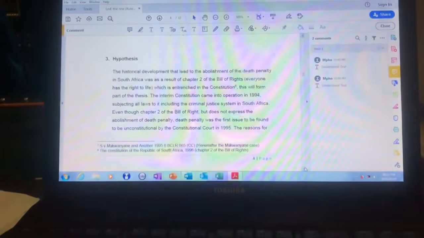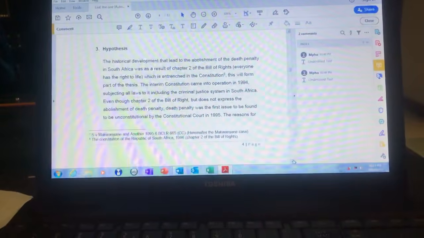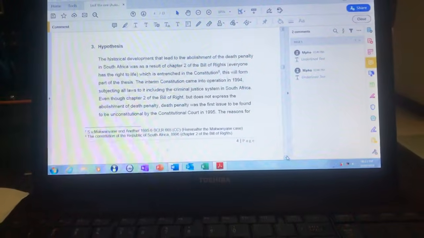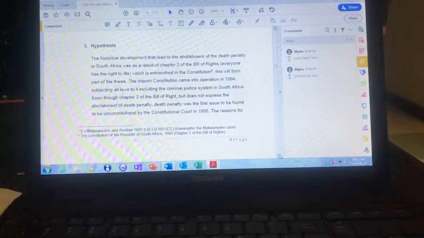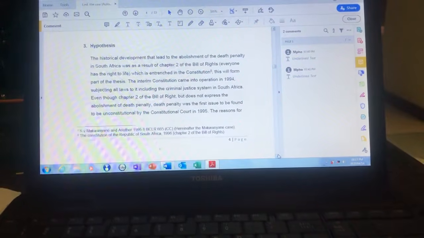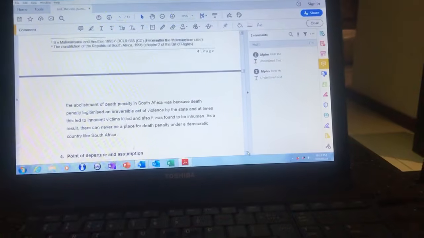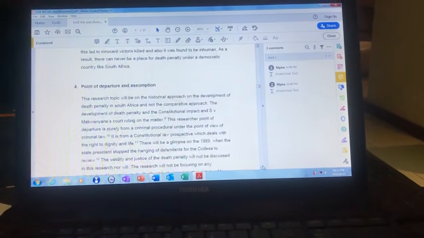I hope you can read and see my hypothesis. I got 4 marks for it. You're basically answering the outcome of the question you asked in your problem statement. I think I mentioned that. Let's go below. And then we meet your point of departure.